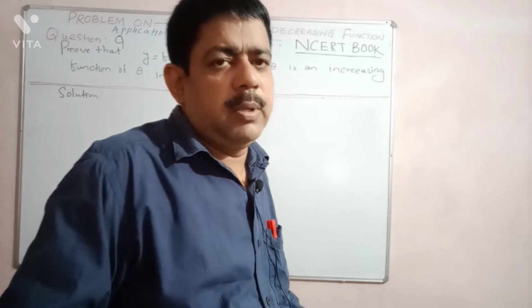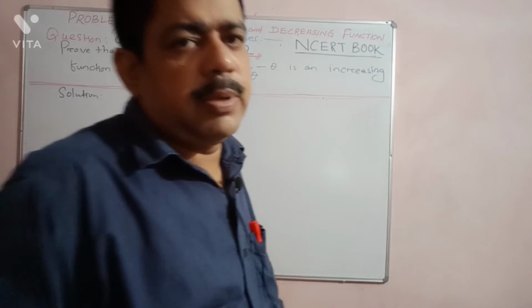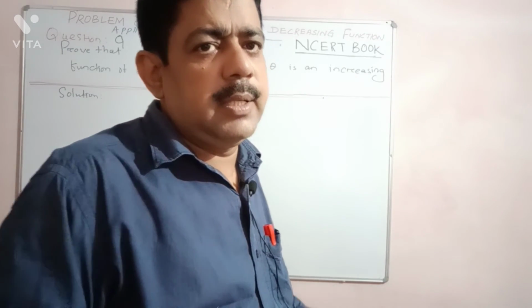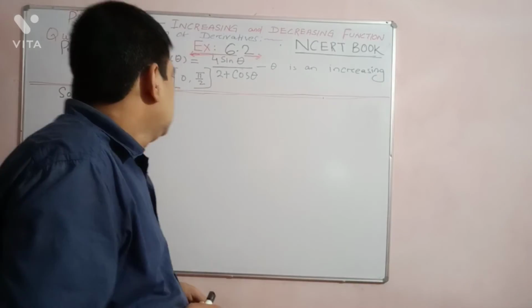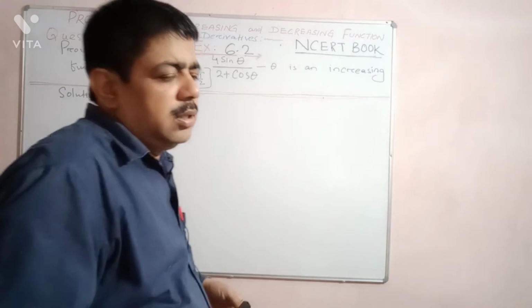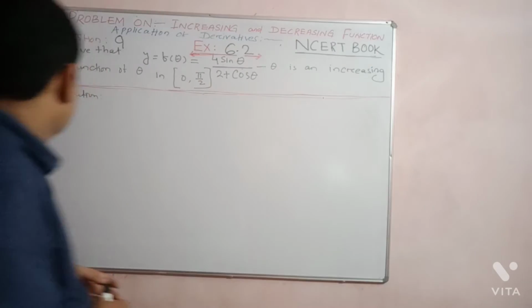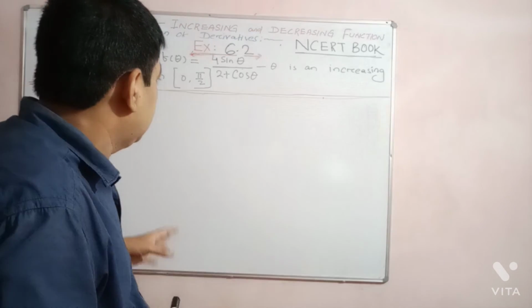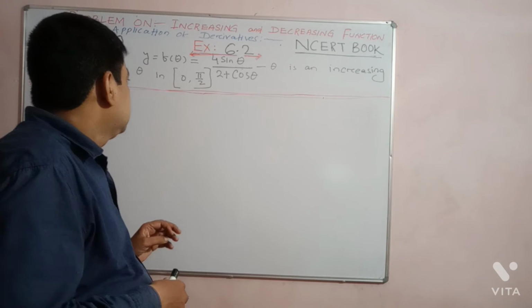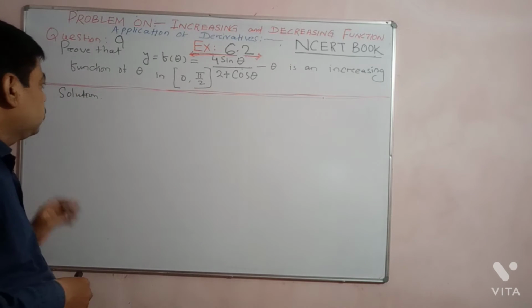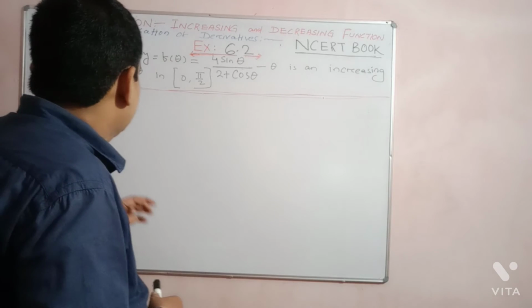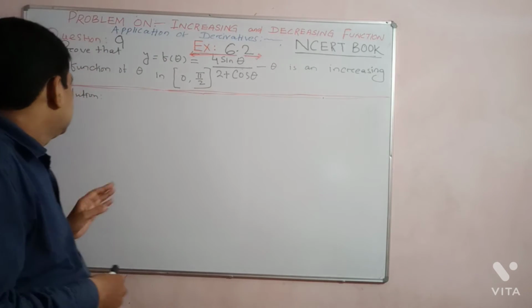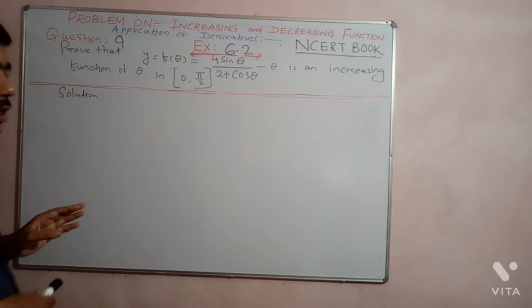Okay, dear students, all of you know we are discussing the NCERT problem from your NCERT book, exercise 6.2, based on the concept of increasing and decreasing functions. Here is question number 9 I am going to discuss. Prove that y is equal to 4 sin theta divided by 2 plus cos theta, minus theta, is an increasing function of theta in the closed interval 0 to pi by 2.